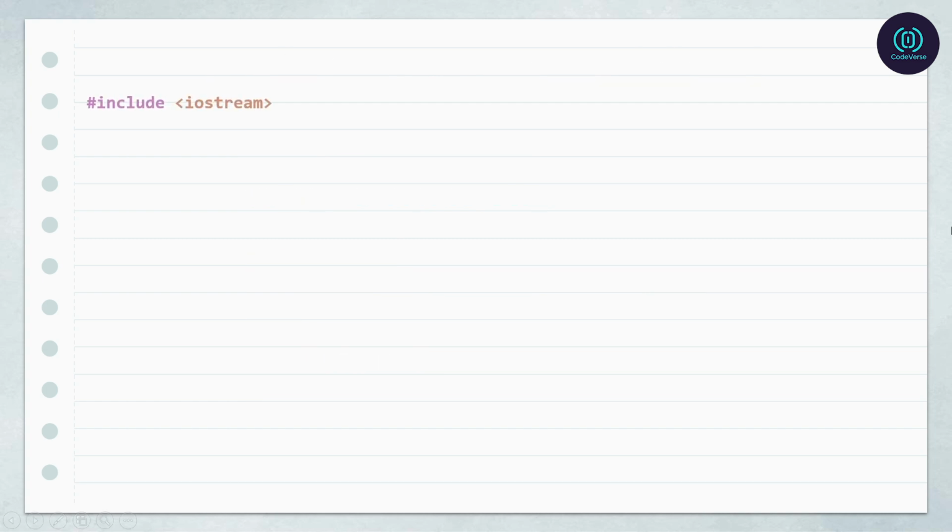This is called a preprocessor directive. Think of it as a request to the compiler, please bring in a toolkit called iostream, so I can use commands like cout to print to the screen. In C++, input and output are not built into the language by default. You need to include a library that provides them, and that's what iostream does. iostream stands for input-output stream.